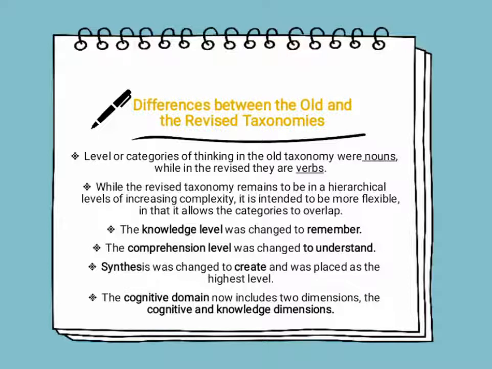Okay, let's proceed to the differences between the old and the revised taxonomies. So, syempre po, kung ma-revise yung taxonomy, meron na siyang pagkakaiba. So first, we have the levels or categories of thinking in the old taxonomy were nouns, while in the revised they are verbs. So kung mapapansin nyo yung levels of categories na 1 to 6, nung una sa old taxonomy, nouns lang po siya. Then nung na-revise na, verbs na po yung ginamit, kaya may mga nabago.